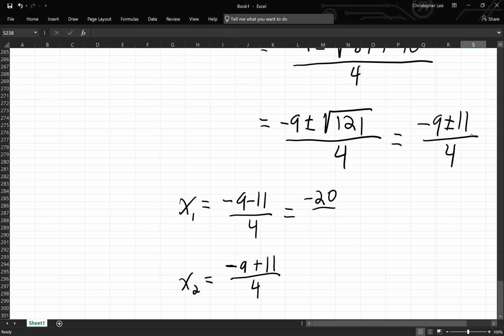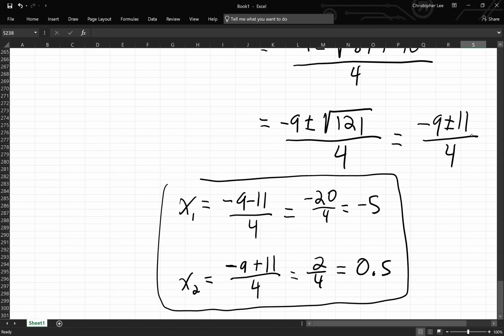Negative 20 over 4. Call that negative 5. This one is like what? 10, 11. So this is like 2 over 4. Call that 0.5. And then we're good to go. That's the answer. Just box it in.